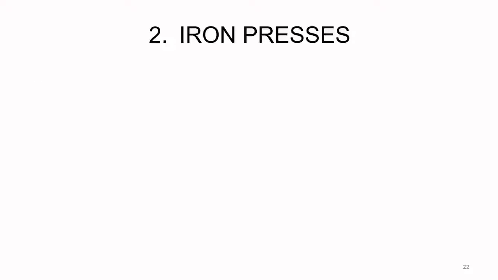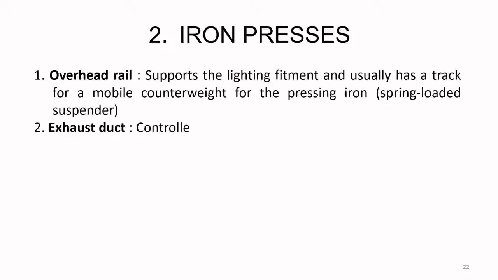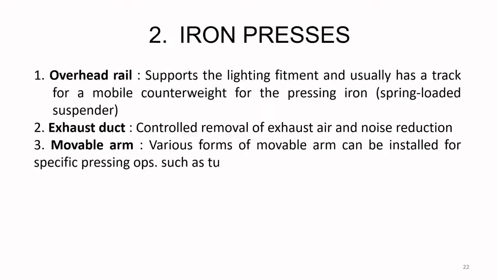Now further about iron presses, we talked about the overhead rail, and then we talked about the exhaust duct. The purpose is to control removal of exhaust air and noise reduction. And then we have the movable arm. Various forms of movable arm can be installed for specific pressing operations such as turn-ups or sleeves or seams. So any particular area that needs to be pressed, without keeping it on the pressing surface.